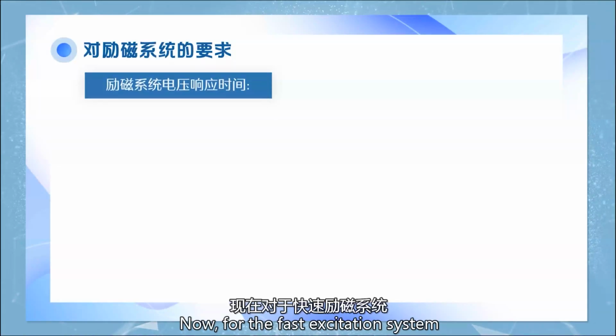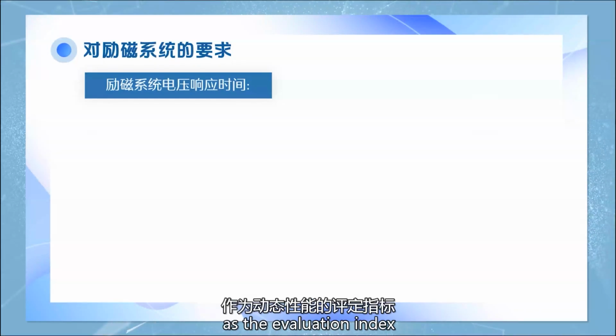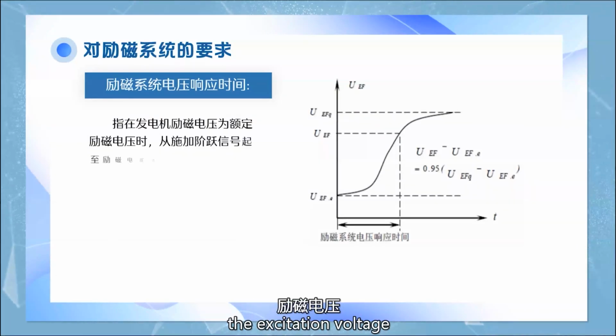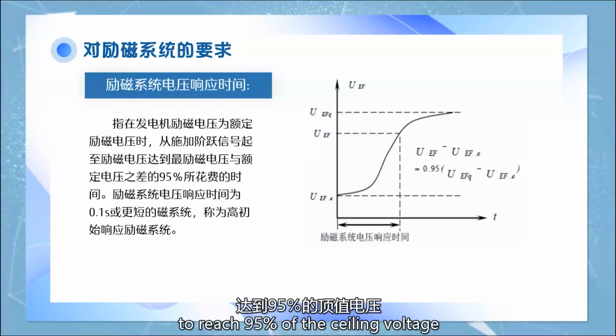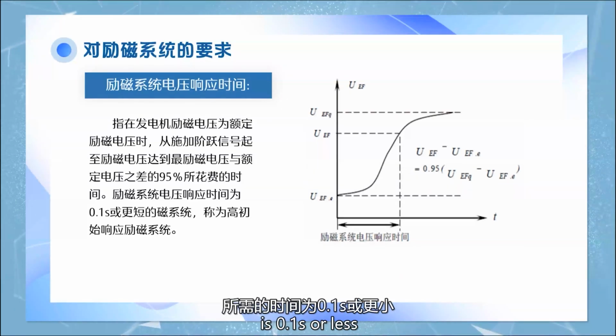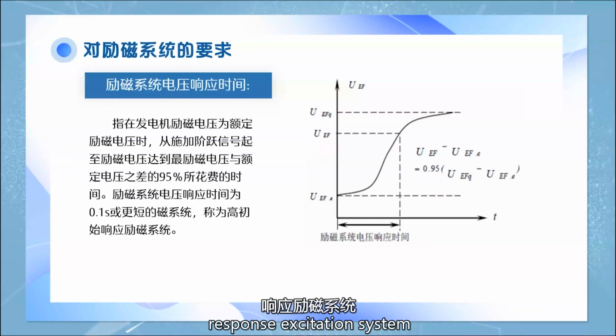Now, for the fast excitation system, its response time can be used as the evaluation index of dynamic performance. If the time required for the excitation voltage to reach 95% of the ceiling voltage is 0.1 second or less under the specified conditions, it is called a high initial response excitation system.